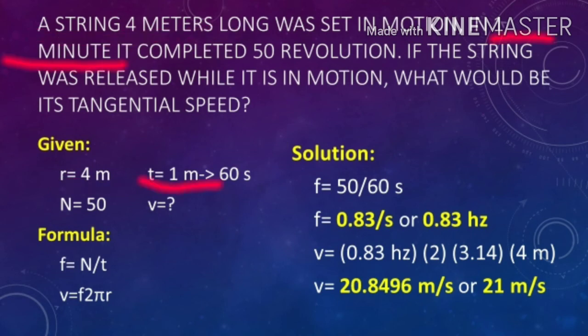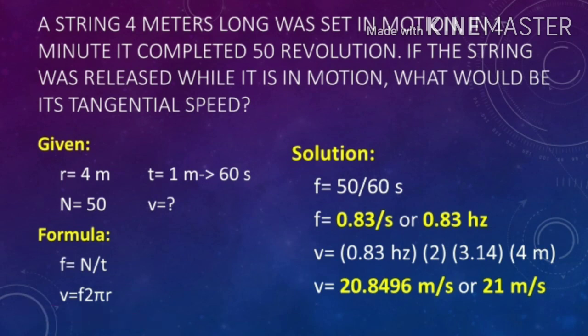Convert 1 minute to seconds. Since our unit for time is seconds, 1 minute is equal to 60 seconds. 50 revolution is your n. The missing or what is asked to solve is tangential speed or v. In formula, since you were asked to solve for v, use the formula for tangential speed. V is equal to f(2 pi r).